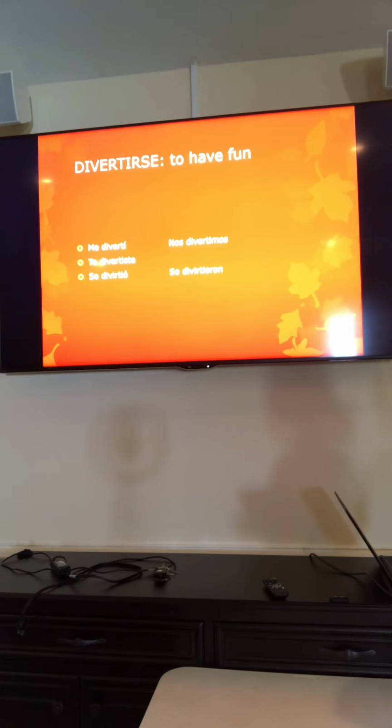Make sure you write down these 5 conjugations. Write down what divertirse means. Hit pause. Write it down, hit play again once you've gotten it written down. I'm going to move forward. Morir, morir means to die. Make sure you're getting the accents where they go. Pause me when you need to. Hit play once you've written down morir.